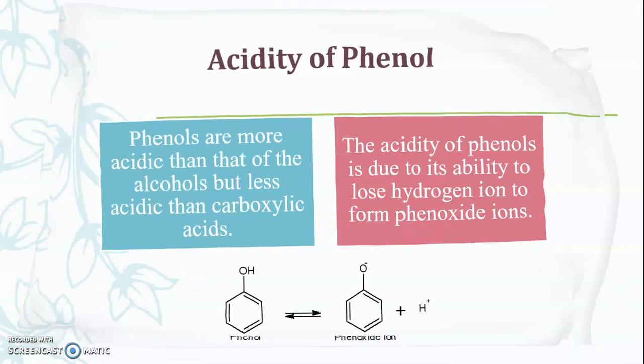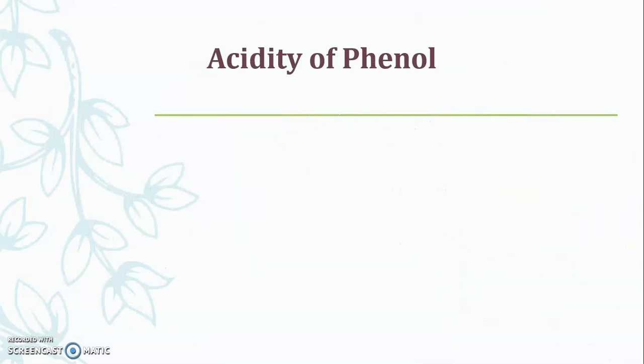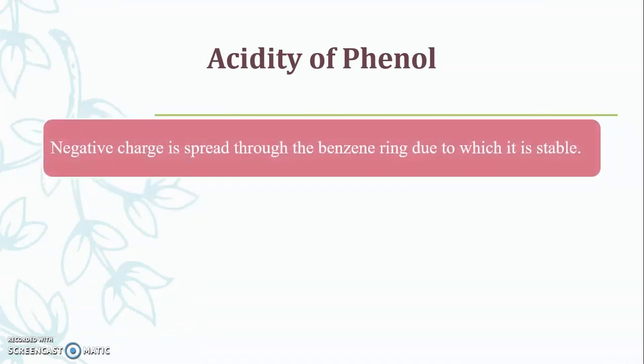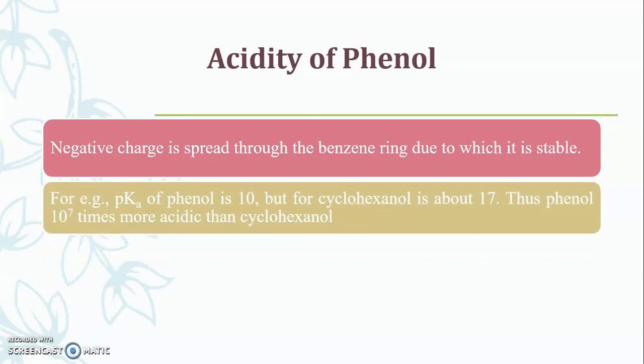Further, the next point in acidity of phenol is that negative charge is spread through the benzene ring, due to which it is stable. Means in phenoxide ion we know that there is a presence of the negative charge on the oxygen, and this negative charge is spread through the benzene ring, due to which phenoxide ions are very stable. Now let's compare the pKa of phenol.